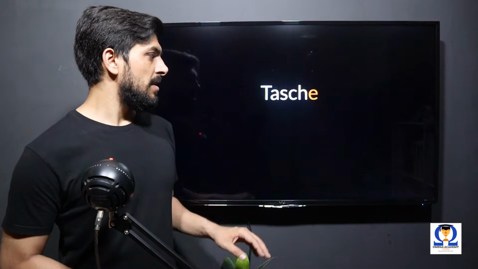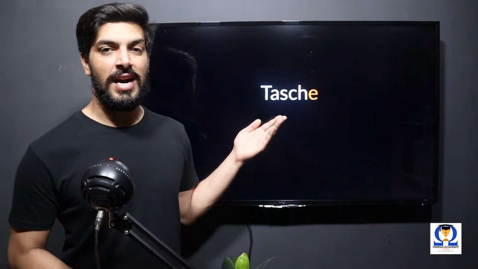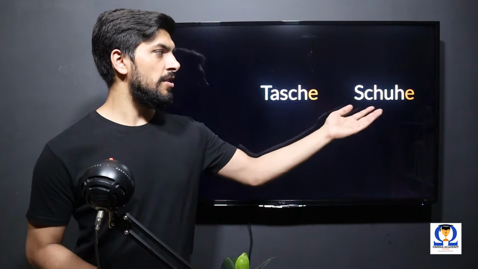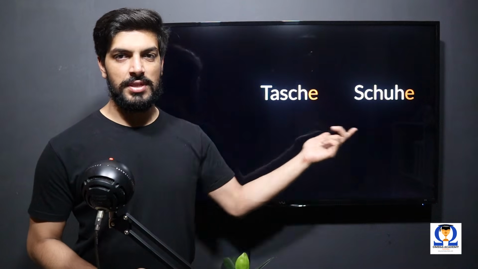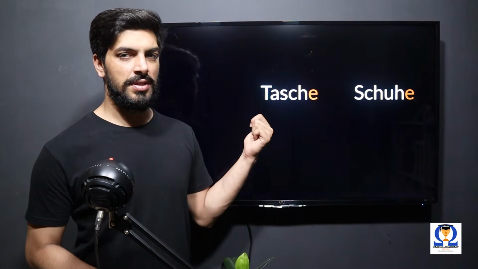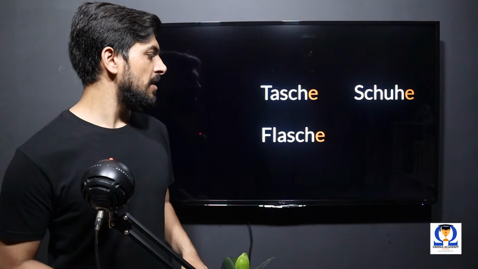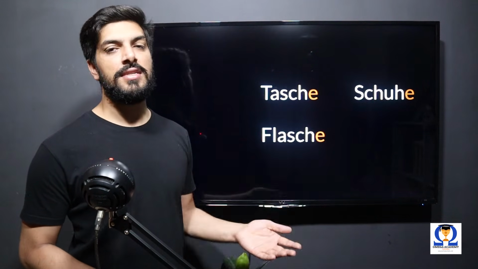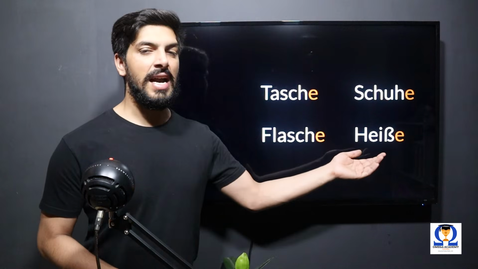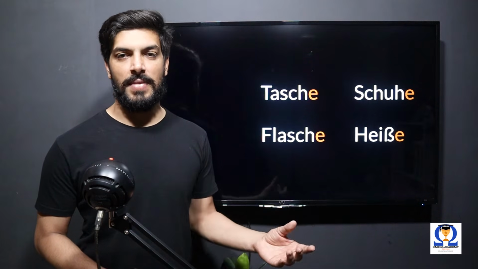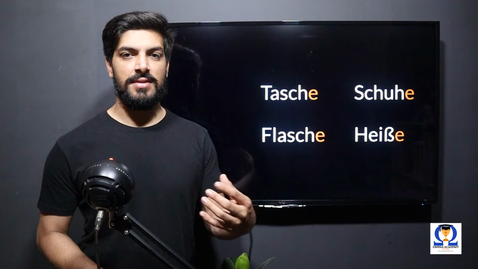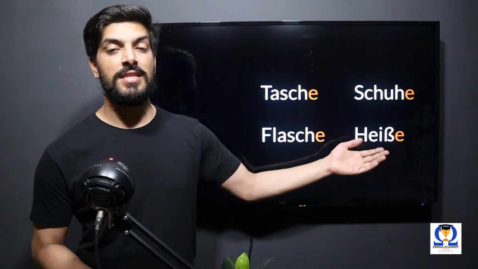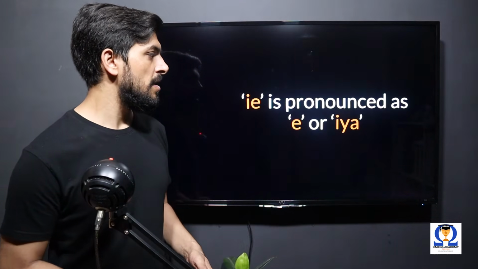Right. For an example, this one is Tasche. You can see the sound. Next one is Schuhe. That is shoes. Tasche was bag. We already seen through in A example. Flasche. Flasche is a bottle and you can see E in the end. It's uh sound. Finally, heiße. Heiße means Ich heiße Sam. I am called or my name is this. But this means called. Alright.